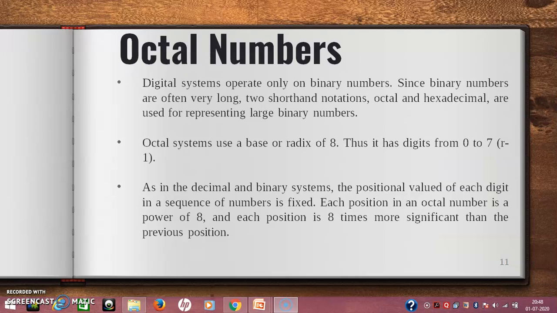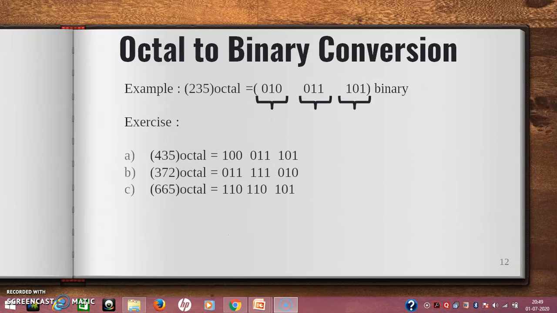In the octal number system, the base or radix is 8. Thus, it has 8 symbols from 0 to 7. As in the decimal and binary systems, the positional value of each digit in a sequence of numbers is fixed. Each position in an octal number is a power of 8 and each position is 8 times more significant than the previous position. Here, we can see the octal to binary conversion.